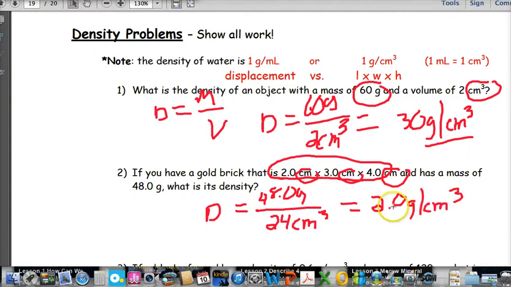Now, why did I leave it as 2.0? Well, when you're dividing, remember, it's the fewest number of significant figures, right? That has 3 significant, this has 2, so your final answer can only have 2 significant figures.